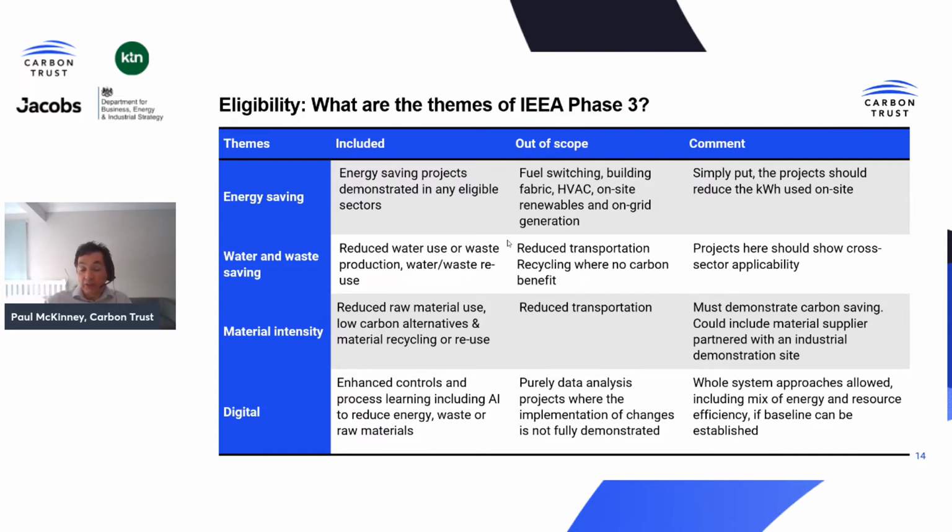And the ideal project there might be that you actually involve the upstream partner in your project. And then finally on this slide, I've mentioned digital projects. So digital have always been part of the existing IEA, but we're looking to encourage these in particular. So this could be enhanced controls and process learning type technologies, including artificial intelligence elements, where they are reducing the energy or waste or raw materials on site. And we heard about the PITA digital twin project earlier, so that was a great example.